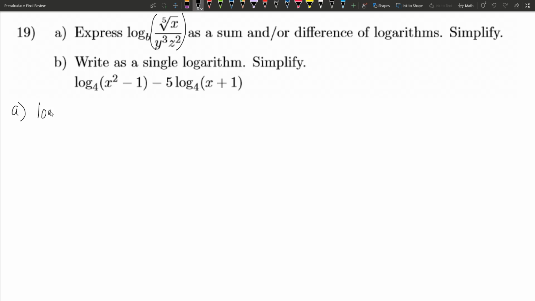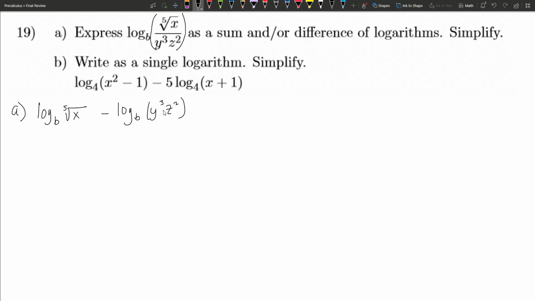So this is really just log base b of the top, so that's the x, the fifth root of x, minus log base b of y to the third z squared, right? So that subtraction, that division symbol, that fraction bar, really just turns into that minus. All right, but the base remains the same.